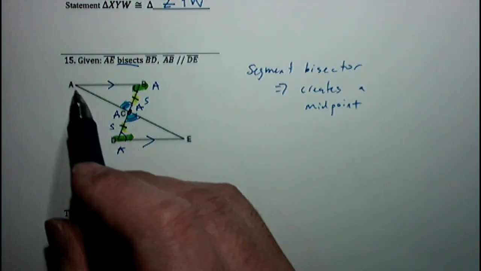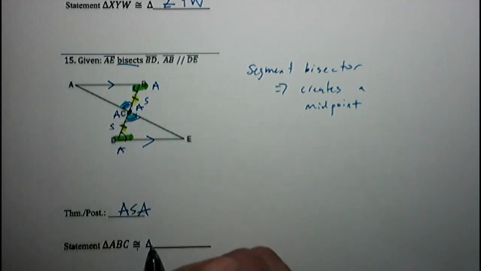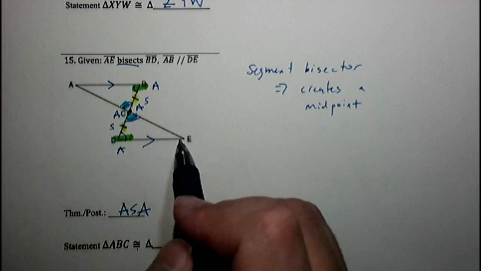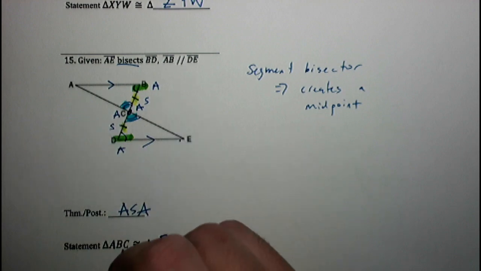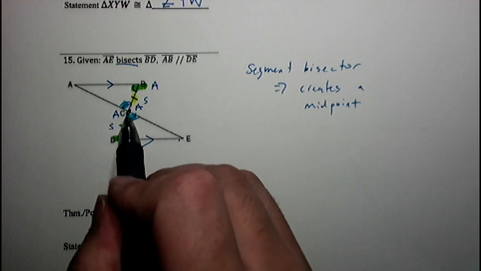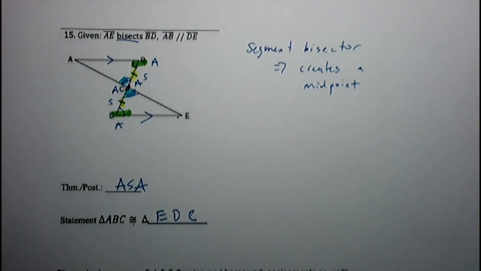So triangle ABC is congruent to triangle. So A corresponds with E, B corresponds with D, and C corresponds with itself. And that's all for that problem.